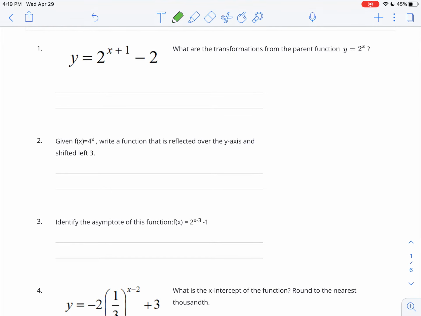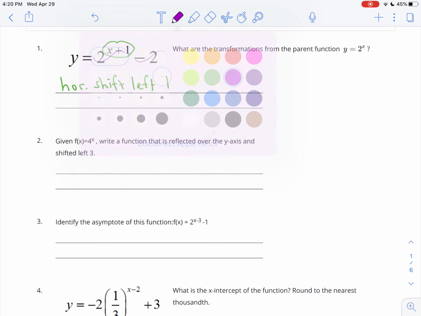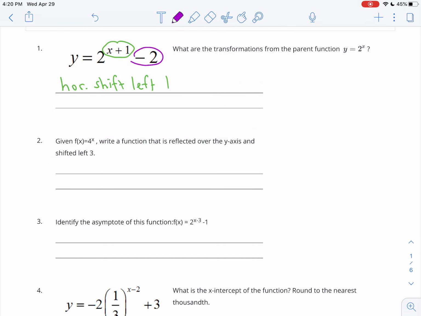All right, so transformations, we did the transformations in multiple chapters. So right here is the x plus 1, and so that is a horizontal shift, left 1. And then outside of our function, we have a minus 2. So that's our vertical shift, down 2.